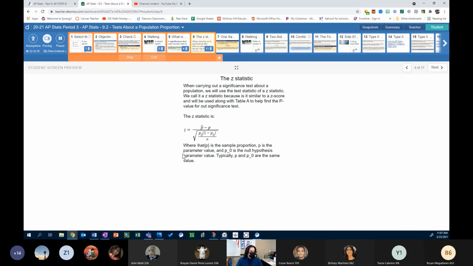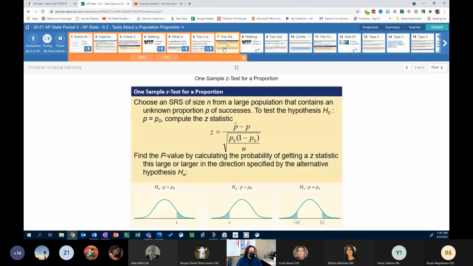Right. And again, I messed this up, but p hat is the sample proportion, p is the parameter value, and p sub 0 is the null hypothesis parameter value. Typically, p and p sub 0 are the same value. So this is our Z statistic. And I'm actually going to move to the next slide because I have this formula there again, so I'll be able to get that copied down, but it comes along with a little more information.